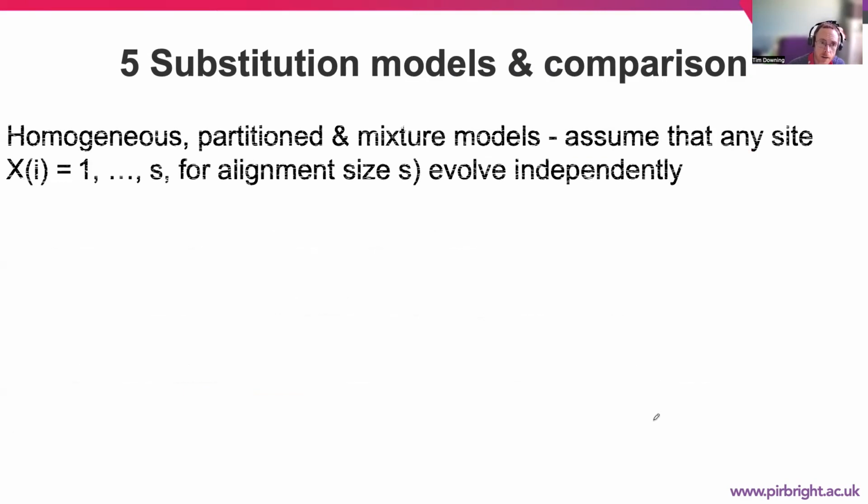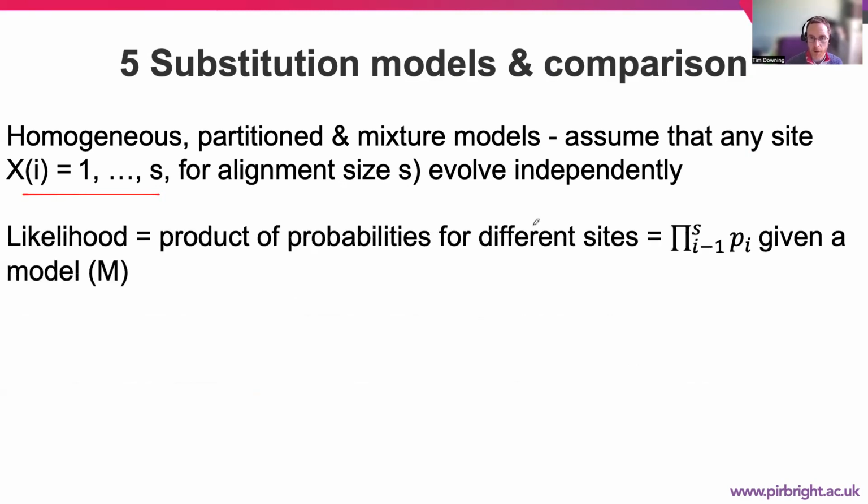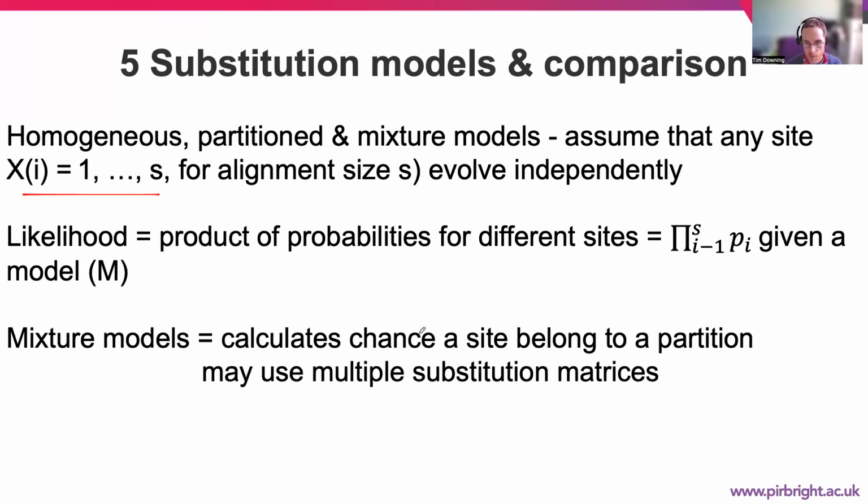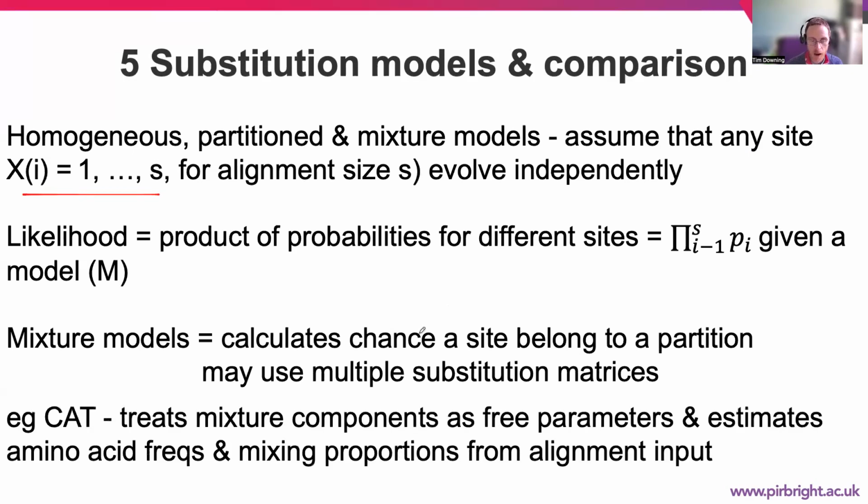So we had these homogeneous, partitioned and mixture models. They assume that any site evolves independently, and they estimate the probability of having a particular allele at a particular site as a product across all the different sites. Mixture models calculate the chances a site belongs to a partition. They may use multiple substitution matrices. For example, the CAT model treats the mixture components as free parameters and estimates the mean of those frequencies and the mixing proportions from the alignment input.